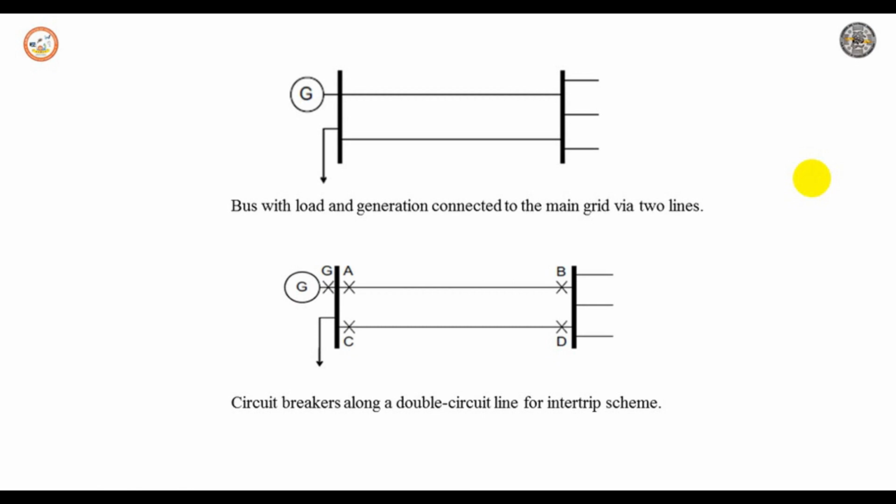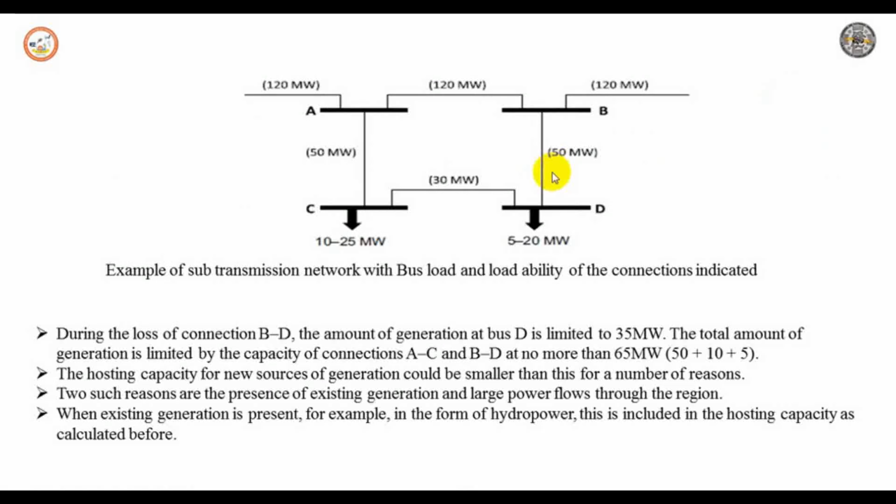Here a simplified network is shown. Some pre-considerations are also recommended on these operational states and contingencies. Here the thermal loadability of the connections is indicated. The load buses are C and D.